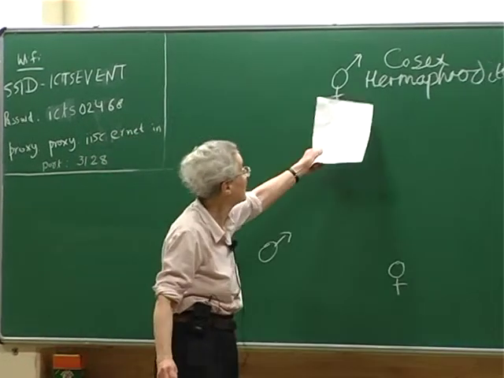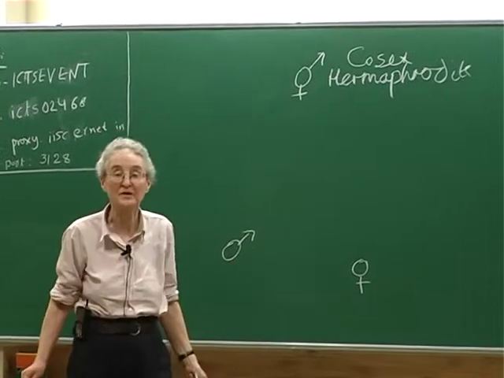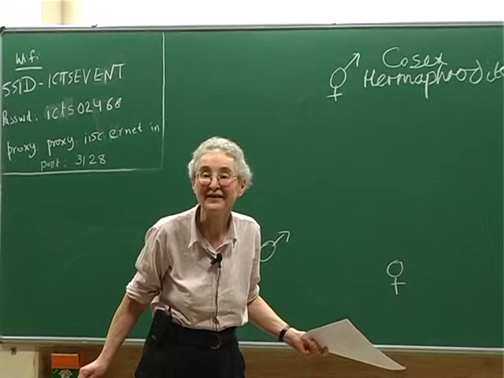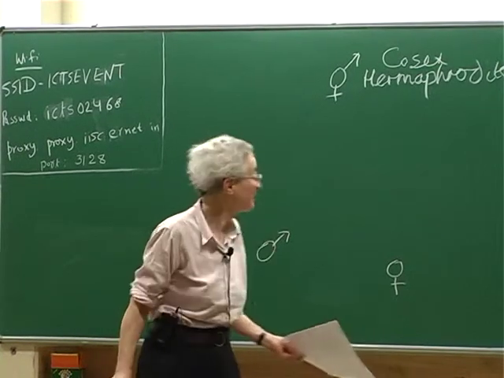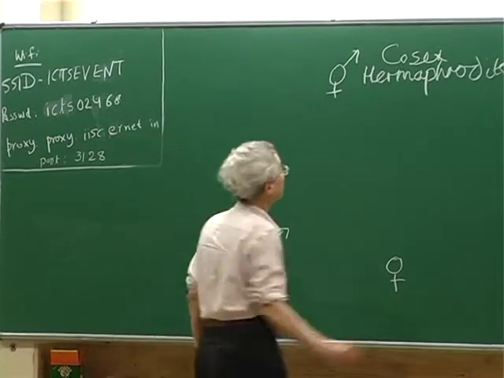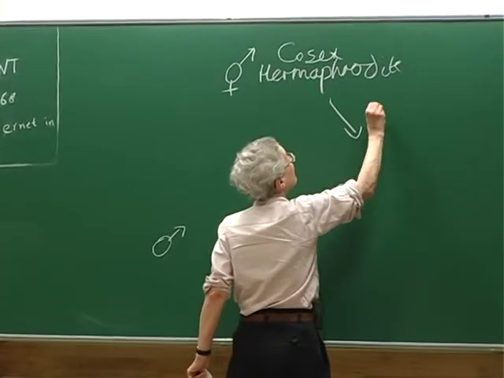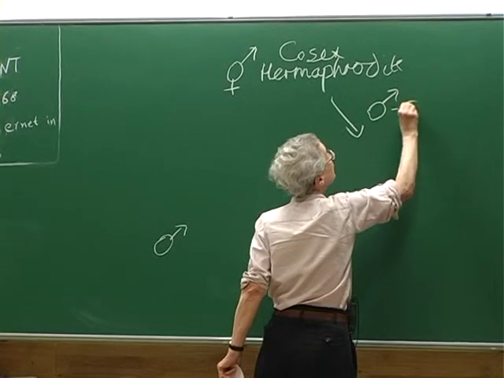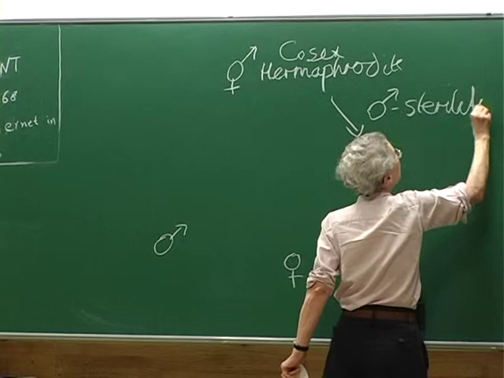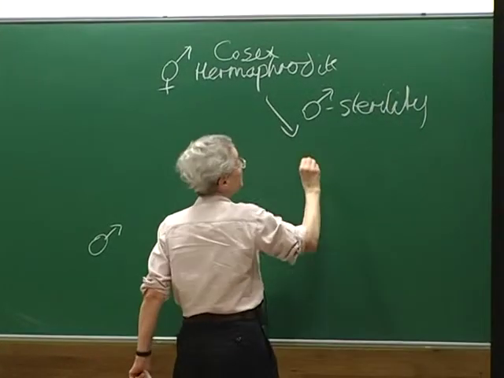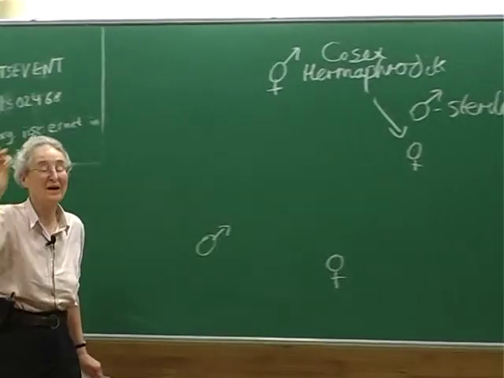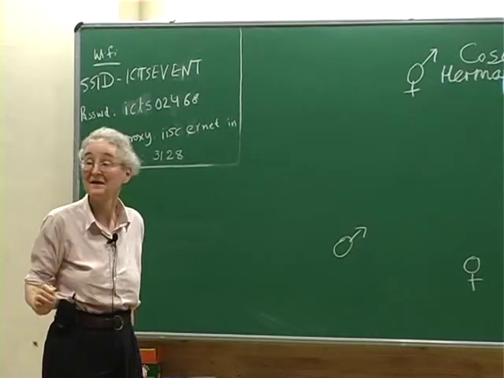So to go from hermaphrodite to female, what have we lost? Sorry? We've lost the development of the male parts, right? So we could go with what we call a male sterility mutant. Mutation, and we've now got female. I hope I heard you right, what you're saying, right?